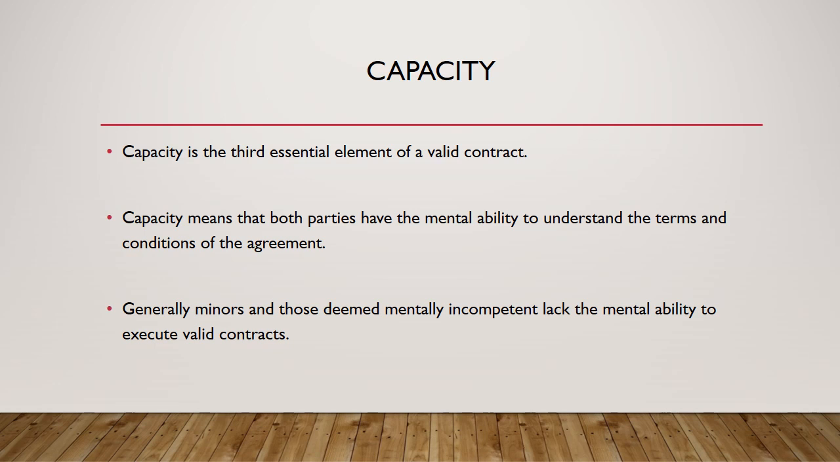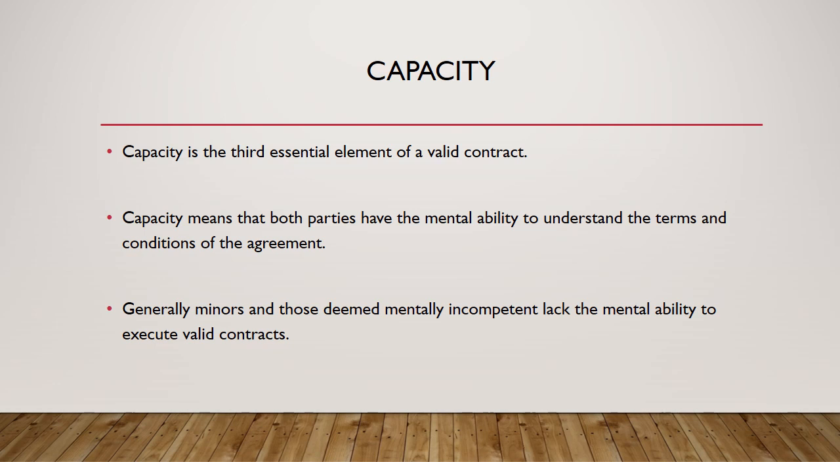So capacity. This is the third requirement that's needed in order to have a valid and binding contract. We talked briefly on capacity, about how it requires that you have the mental ability to understand the terms and conditions of the agreement. Without the mental ability to understand the terms and conditions of the agreement, there can't be a meeting of the minds. So generally the law says that minors and those that are deemed to be mentally incompetent lack the mental ability to execute valid contracts. They lack the capacity to have a meeting of the minds.